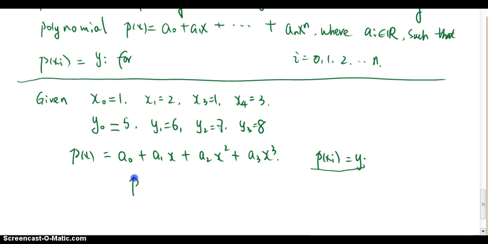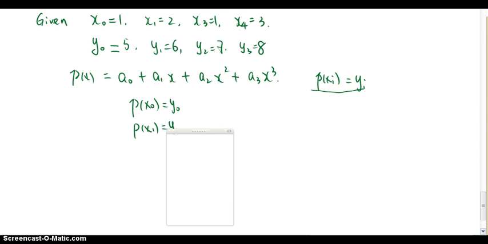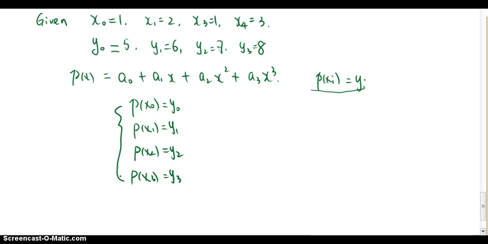What it means? It means p of x0 is equal to y of 0, p of x1 is equal to y of 1, and then p of x2 is equal to y of 2, p of x3 is equal to y of 3. Okay. So in fact, we're given this condition. Can we write these polynomials down? Of course we can. For p of x0 is in fact a0 plus a1 times 1 plus a2 times 1 squared plus a3 times 1 cubed. What is it equal to? It's equal to y of 0.